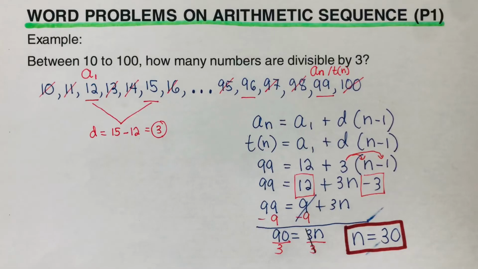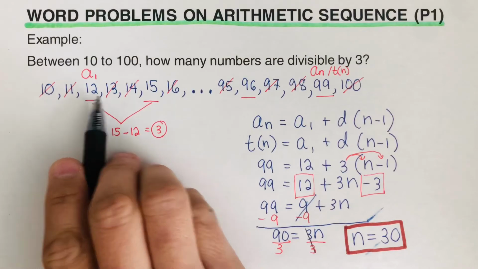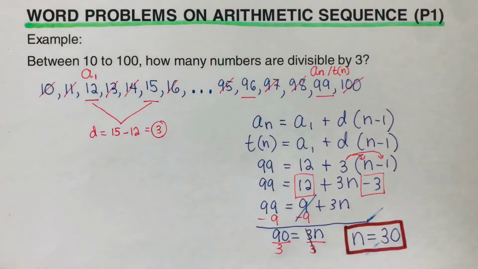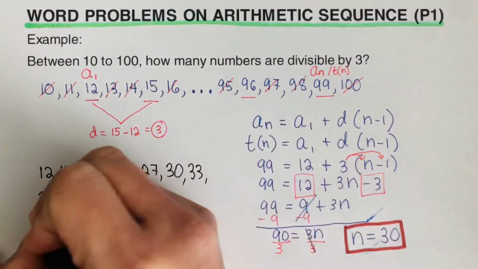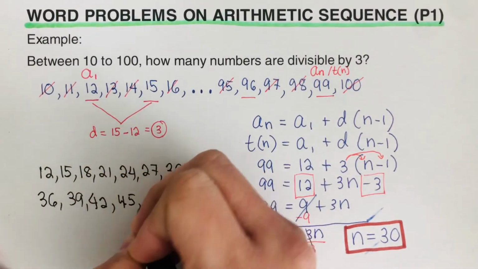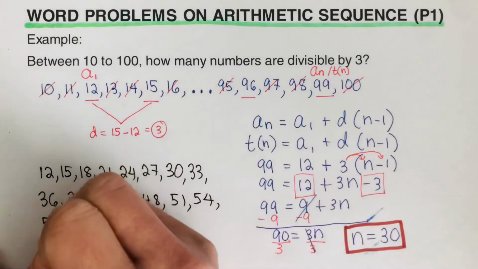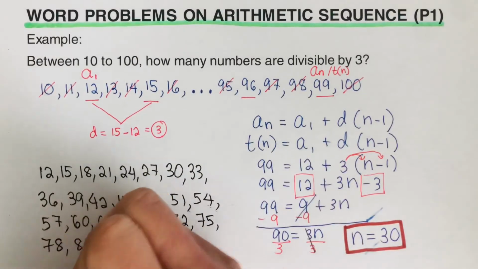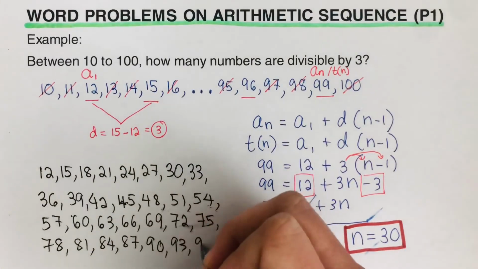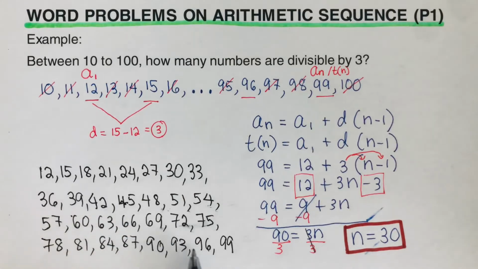Now others are going to ask, how can we check if we got it right? We can actually write them all out and see how many there are. We start with 12, and write 12 and 15 and then all the way to 99. Let's count if it's 30. These are all the numbers that are divisible by 3. If we count all of these, it sums up to 30. So 1, 2, 3, count all of these up to 99. That's 30 right there.